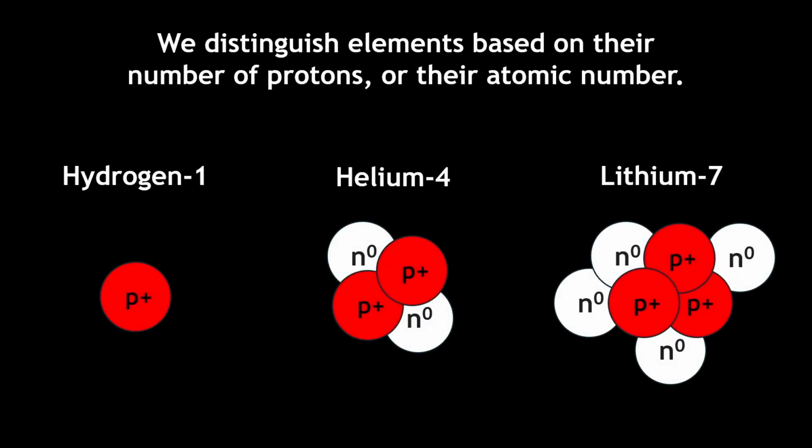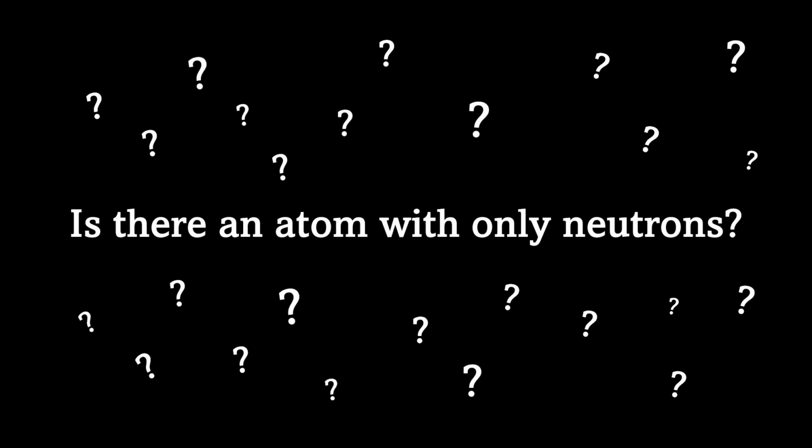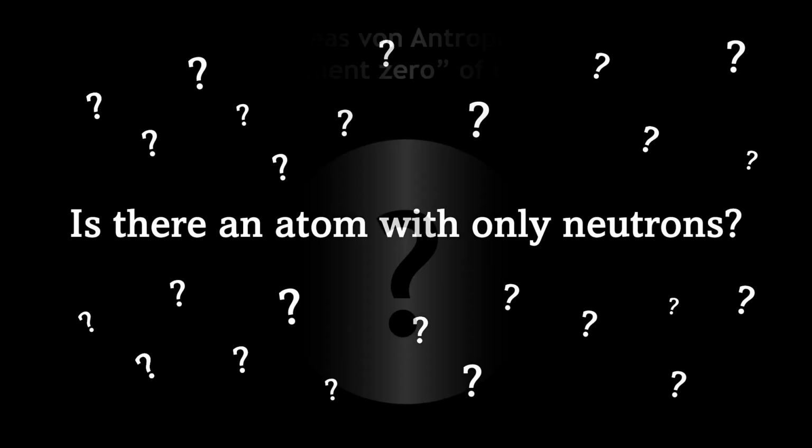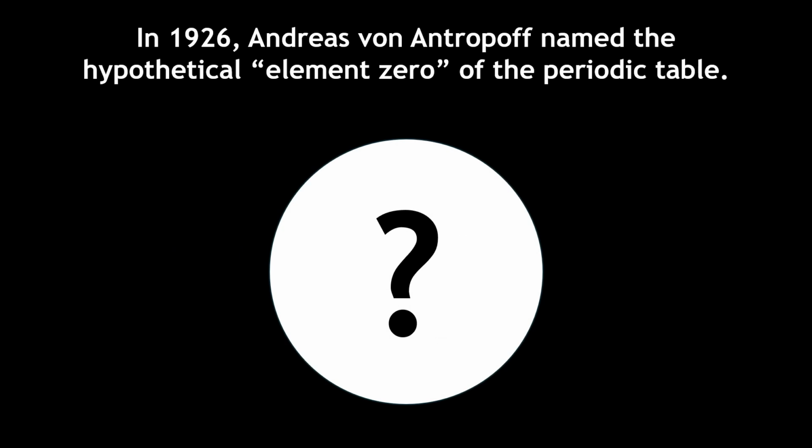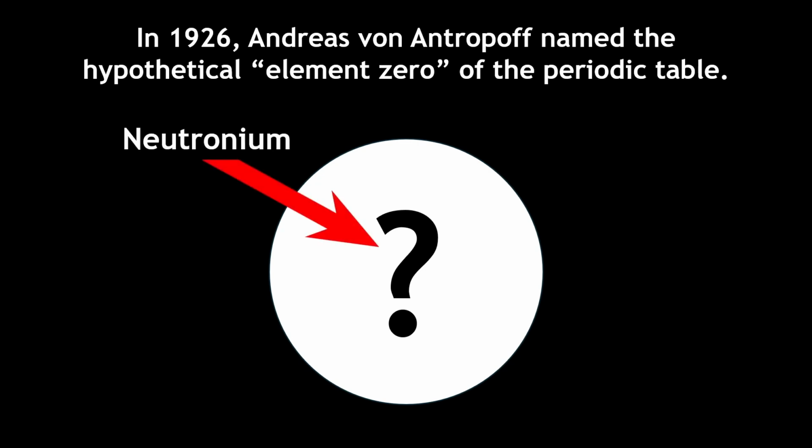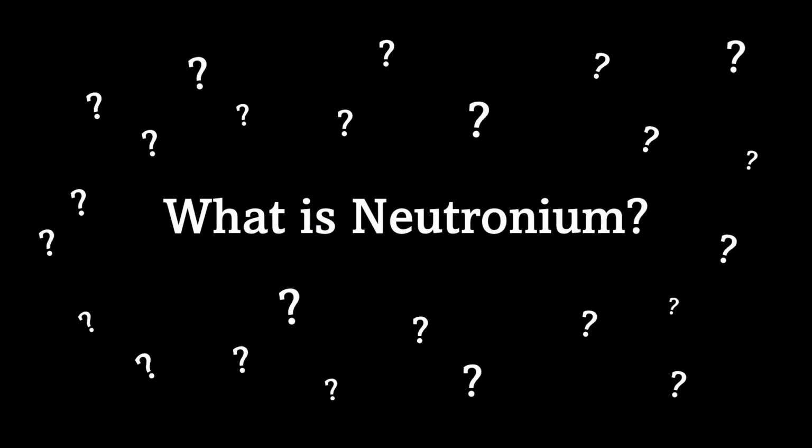Each element is different because of its unique number of protons. But what if I told you that there is an atom with no protons, and instead only neutrons? In 1926, the German scientist Andreas von Antropoff named the hypothetical element 0 of the periodic table. It's called neutronium, and its many potential forms may change how we view the periodic table. So what exactly is neutronium?